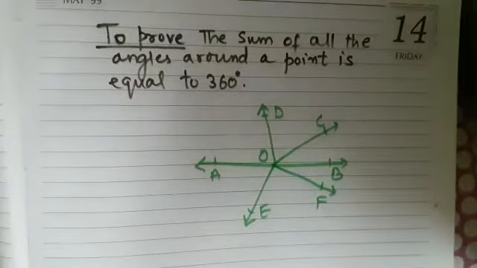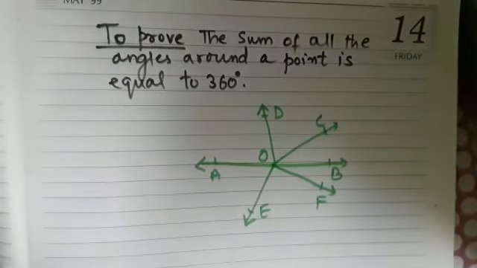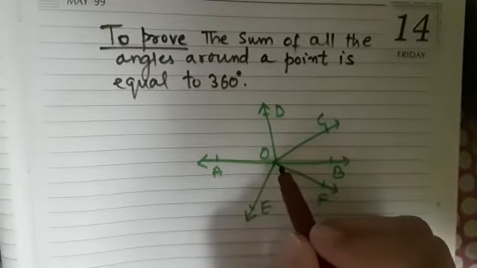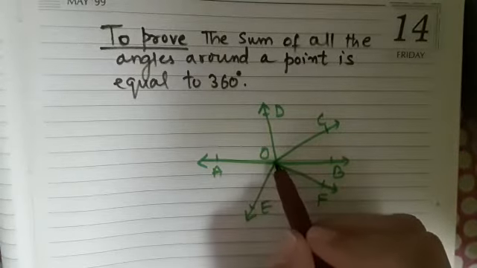Today we are going to learn the proof of the theorem: the sum of all the angles around a point is equal to 360 degrees. So we are now observing this figure.